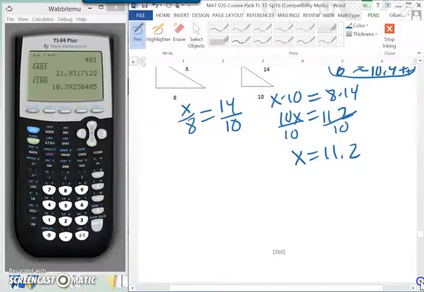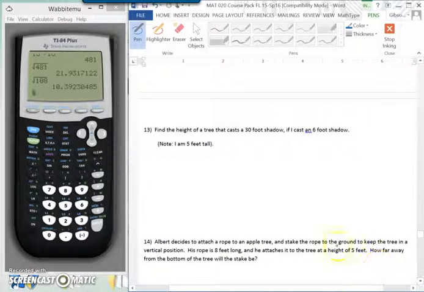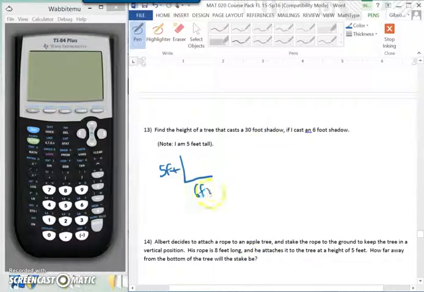Okay, now we have 13. It says find the height of a tree that casts a 30-foot shadow. If I cast a 6-foot shadow, note I am 5 feet tall. So listen, this is what we would do. This is the person. They are 5 feet tall, and they cast a 6-foot shadow. Now, the height of the tree, we don't know, but it casts a 30-foot shadow.